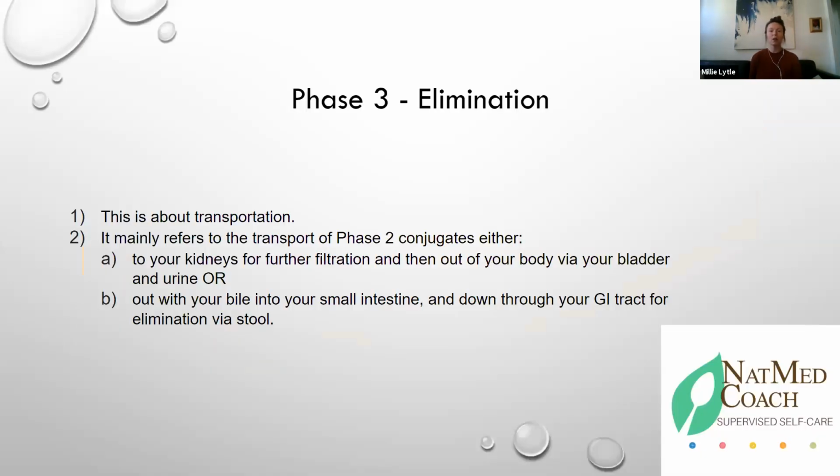But first, phase 3. Phase 3 is called elimination, or sometimes transportation, but it's really the phase of elimination. Now the chemicals have been broken down. They've been neutralized into these water-soluble packages. They're safe. They can be distributed to other places, but where would they want to be distributed? They need to be distributed to the organs of elimination, the emunctories. So they need to be distributed to our kidneys so that our body can send them out via our urine, or to our small intestine, leave through the bile, go out through our GI tract, and be eliminated via our stool.